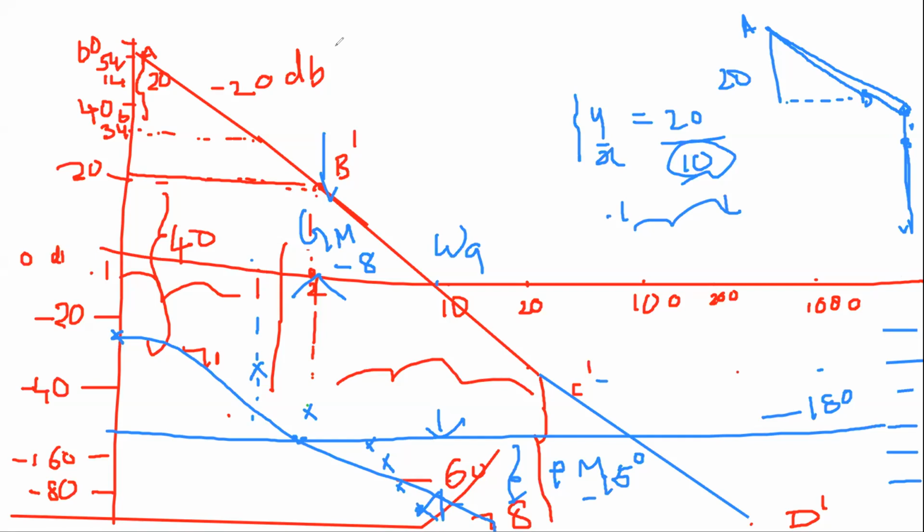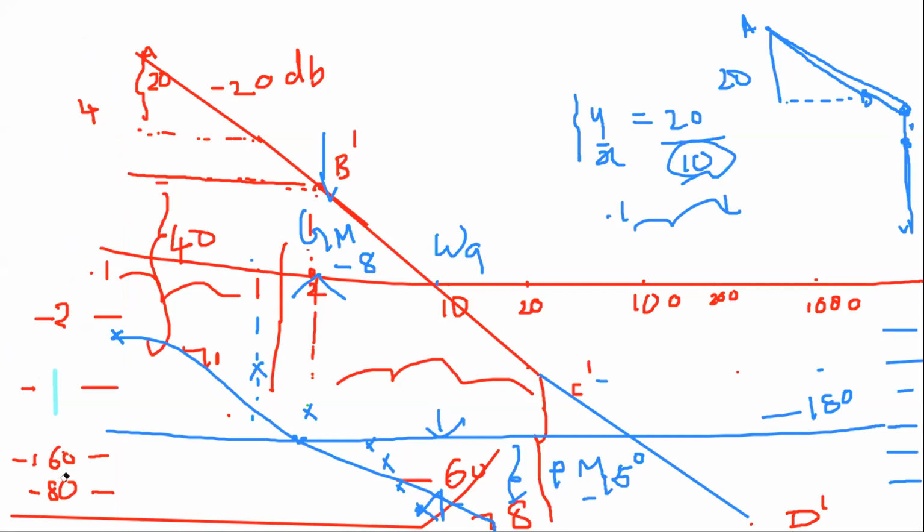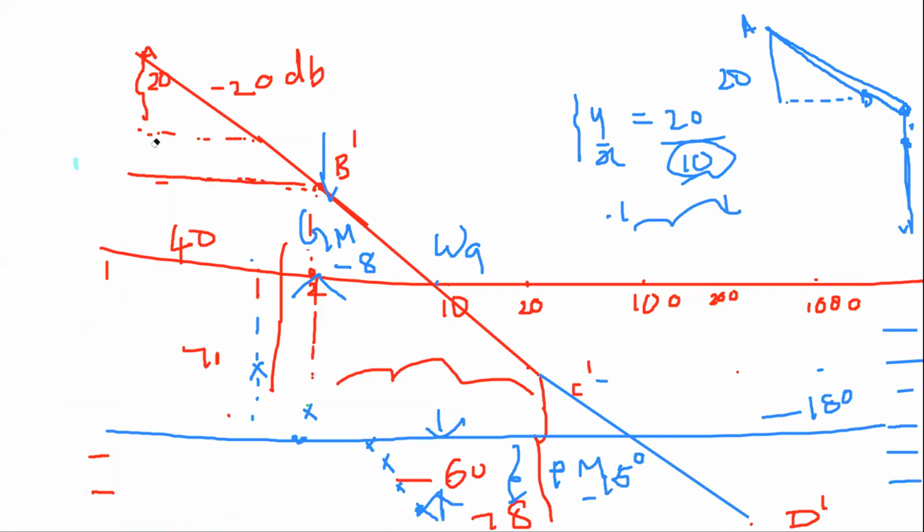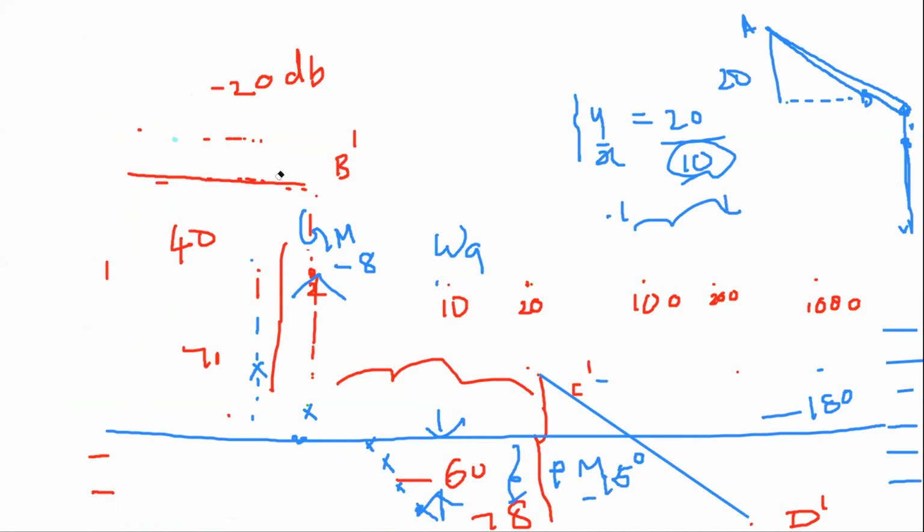Okay. Is that clear, or is there any problem in understanding this procedure? Please feel free to ask me. I'm here to clarify your doubts only. So please tell me, is this drawing of the magnitude plot clear?